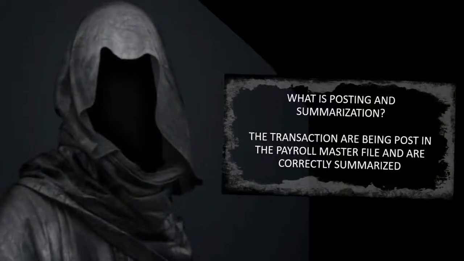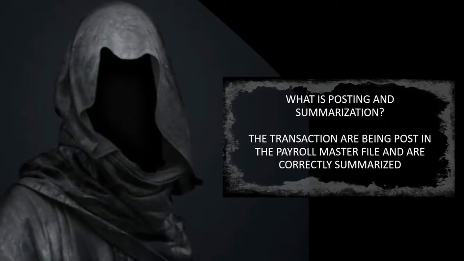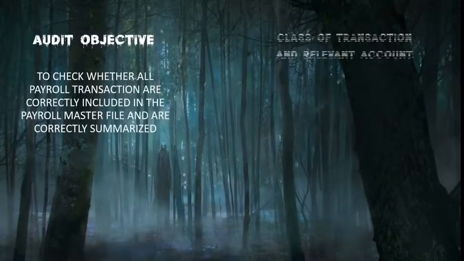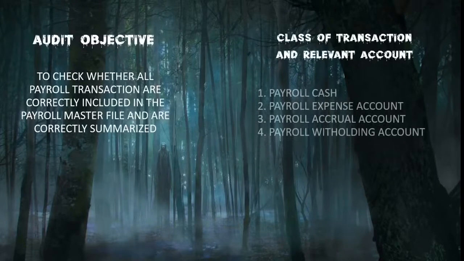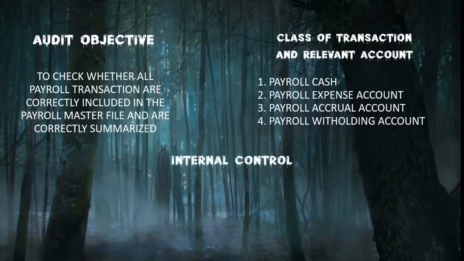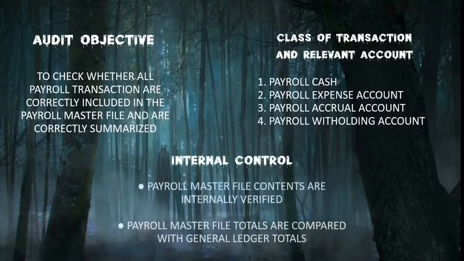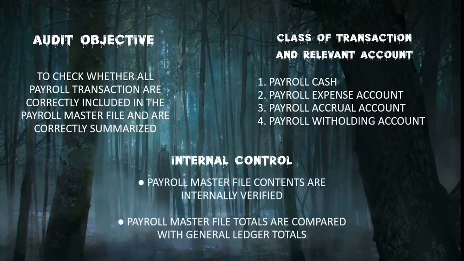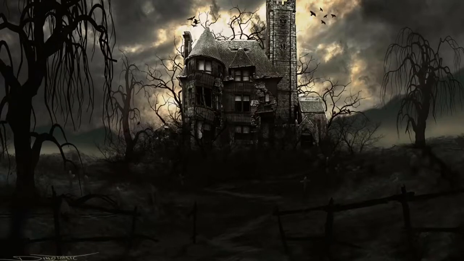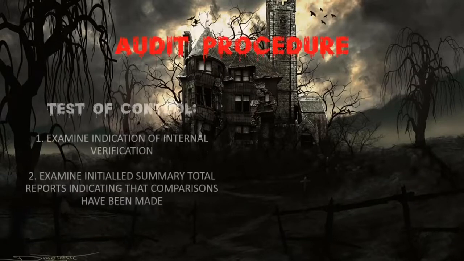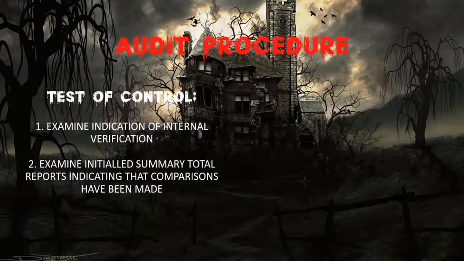The last assertion is posting and summarization. The audit objective for this assertion is to check whether all payroll transactions are correctly included in the payroll master file and are correctly summarized. The accounts are payroll cash, payroll expense account, payroll accrual account, and payroll withholding account. You must ensure the payroll master file contents are internally verified and the totals are compared with the revised totals.